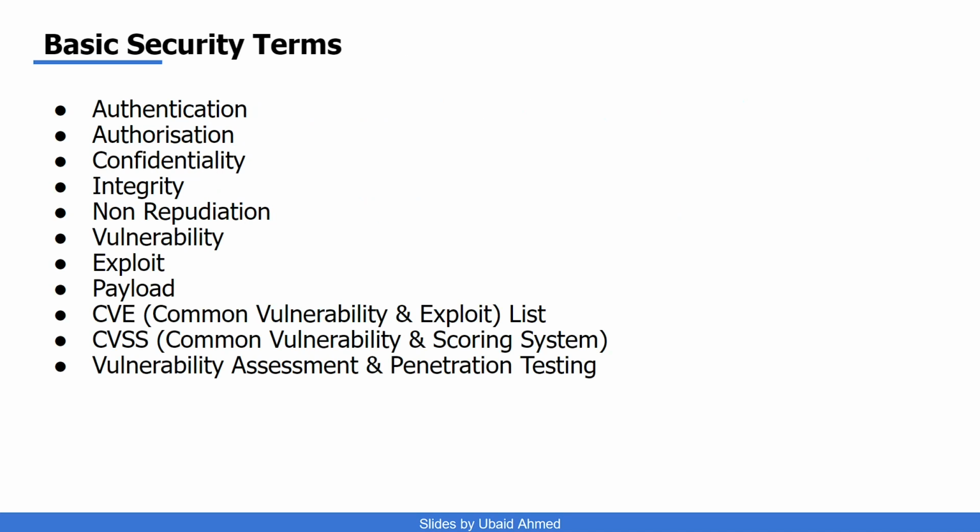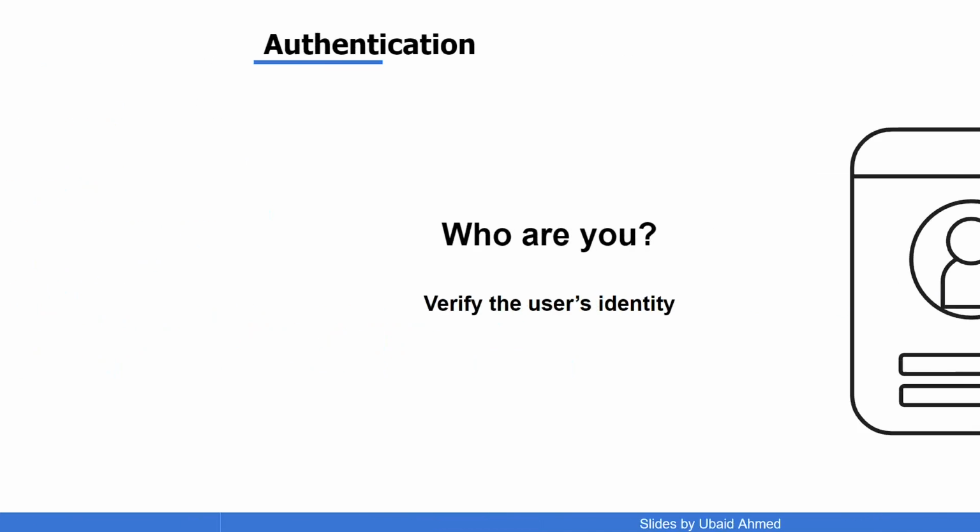Now these are some of the basic security terms. We are going to cover these terms with examples, and how you look for them in a particular application, what are the things that you perform to look for these terms in an application. For example, the first term is authentication.